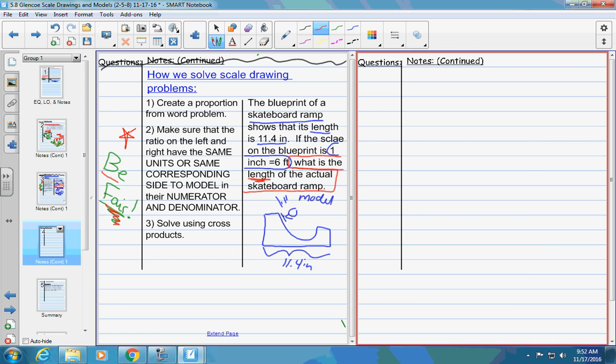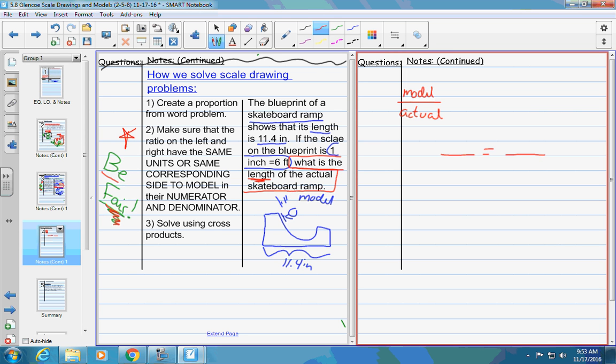So I'm just going to go ahead and say we're going to put the model on the numerator and the actual will be on the denominator. Okay, so we're going to remain consistent. We're going to be fair. So I need to create a proportion. So that's a ratio set equal to another ratio.